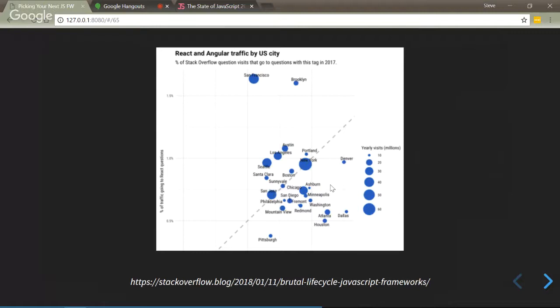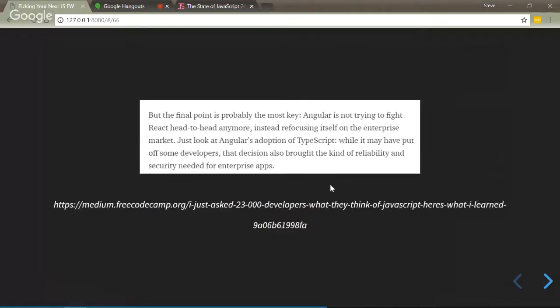San Francisco, Brooklyn, Los Angeles, Seattle on the React side. There's a pretty strong trend in regards to that. And one of the arguments that he makes in a different article from Free Code Camp, though, is saying that Angular is not trying to fight React head-to-head anymore. Instead, it's refocusing on the enterprise market.